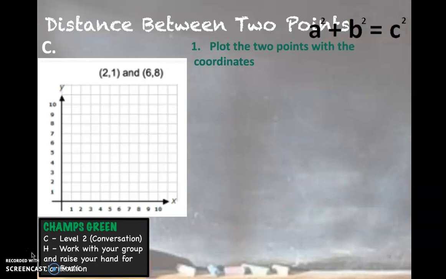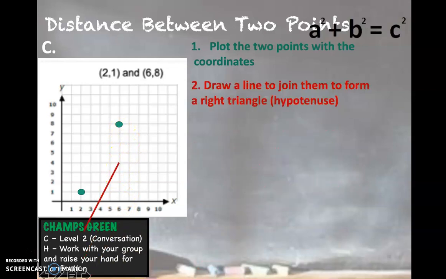Welcome back. Okay, go ahead and let's check your points with mine. 2 and 1, and 6 and 8, and I'll explain this one a little better. 2 and 1, I go 6 on the x-axis and 8 on the y.